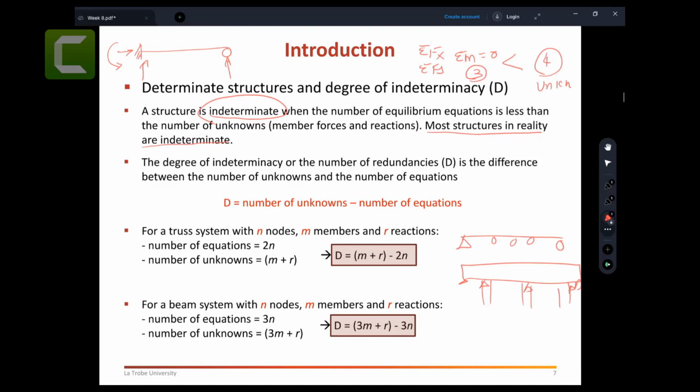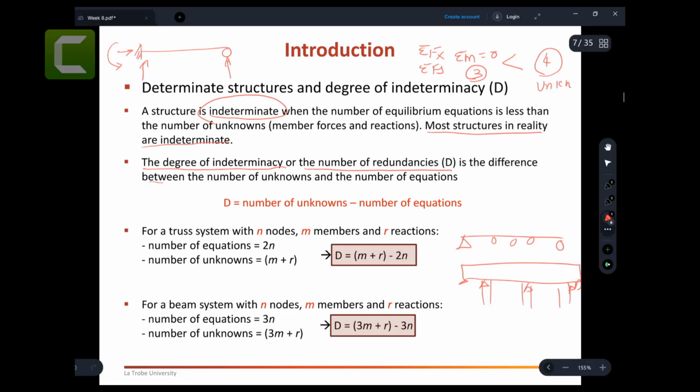Now all the structures that you come across in your real life, in your career as a structural engineer, you are going to analyze indeterminate structures. Now, for that, degree of indeterminacy, or we call it number of redundancy. That's the new terminology that I'm introducing right now. Degree of indeterminacy or number of redundancy, they both are interchangeable words. You can call them degree of indeterminacy and number of redundancy, and that is represented by capital D.